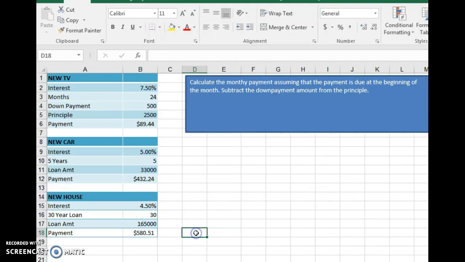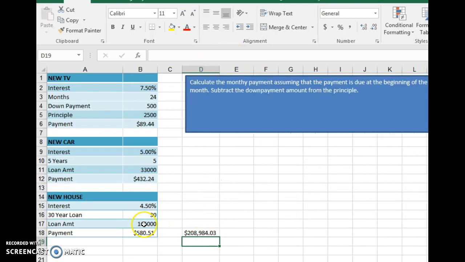To figure out how much you'd be paying over the next 30 years, you could just do equals this times 360 payments. And that shows that for a $165,000 loan, I'll be paying $208,984. So you could do another formula, equals this minus this. So that's an additional $43,984 that we had to borrow in order to buy this house.